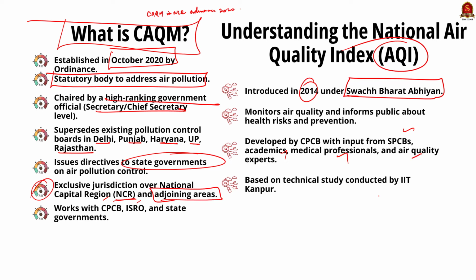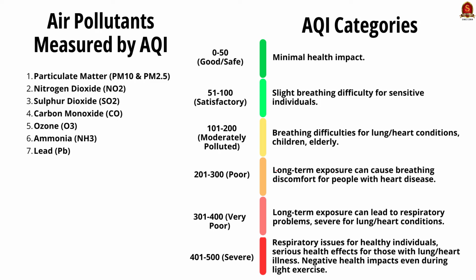See, this body along with IIT Kanpur conducted a technical study, and based on its findings along with the recommendation from the expert panel, the Air Quality Index program for India was proposed in 2014. See, the AQI monitors the concentration levels of the following 8 significant air pollutants in the atmosphere. They are particulate matter 10, PM10, PM2.5, nitrogen dioxide, sulfur dioxide, carbon monoxide, ozone, ammonia and lead.